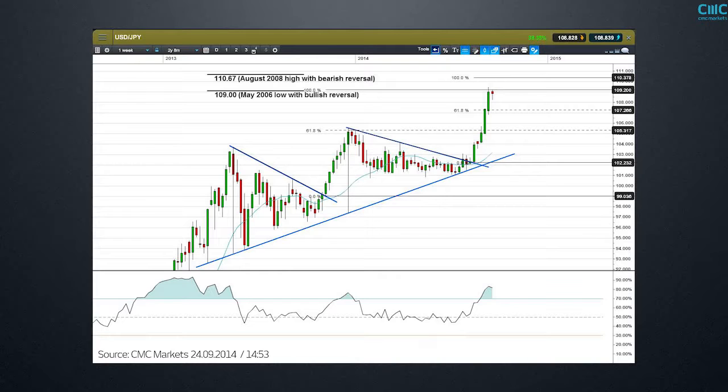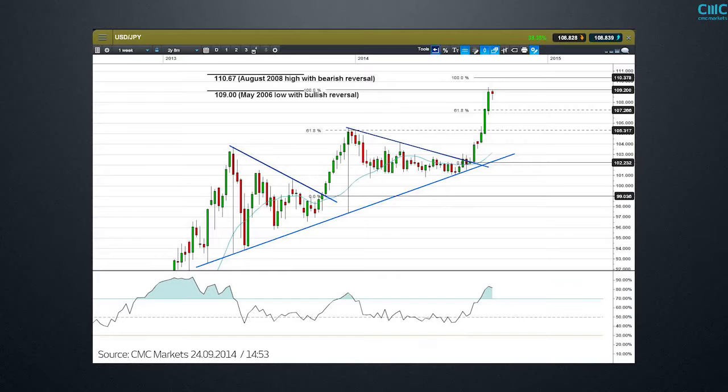And that coincides with the 109 round number, as well as the May 2006 large low, which coincided with a massive reversal that month. So it's either going to be a matter of here, or if we do see a run higher, potentially this 110.67, which was the August 2008 high, which had a large bearish reversal in that month, coinciding with the 100% extension of that second triangle, could be an area of resistance should we get through here.